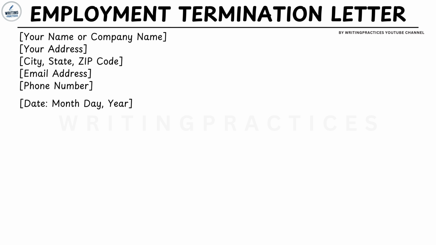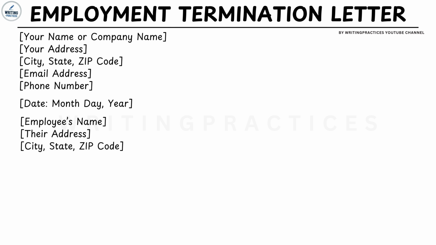Recipient's contact information. Next, address the recipient. For example, employee's name, their address, city, state, zip code. Include the employee's full name and current address. Double-check this information to ensure it matches your HR records. This attention to detail is important, especially if the letter needs to serve as a legal document.